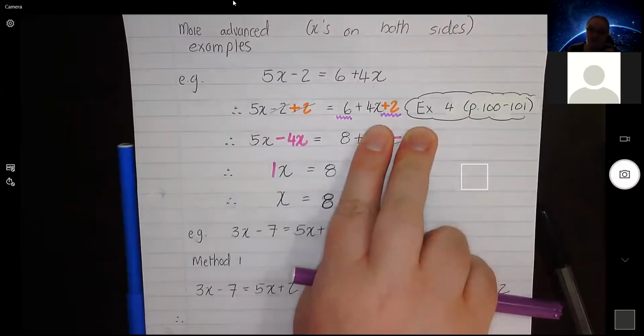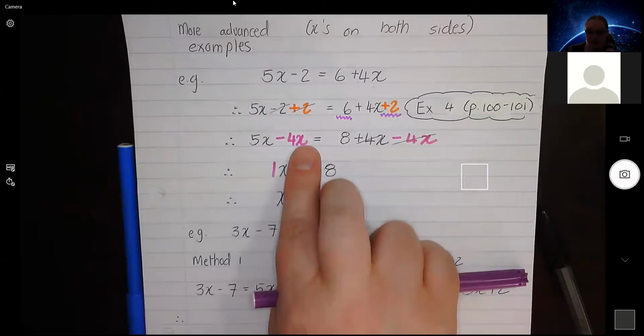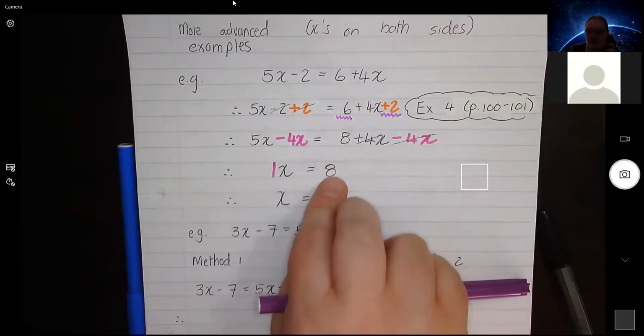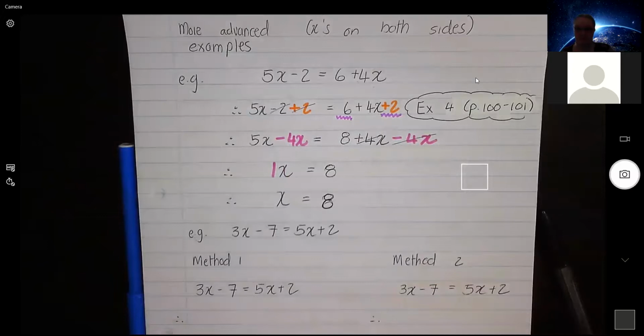But what I do on one side, I must do on the other. Now I have 5x minus 4x. That's going to give me 1x. And on this side, that 8 just stayed where it was. So, Pete, did that help? Yes, ma'am, it did help.